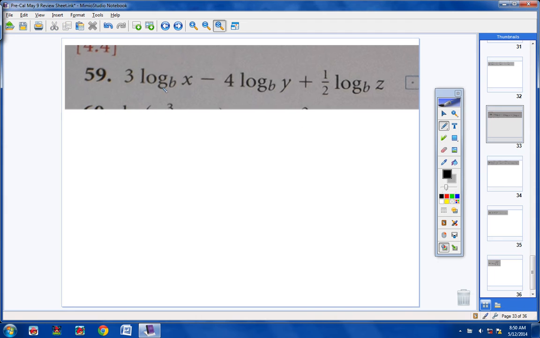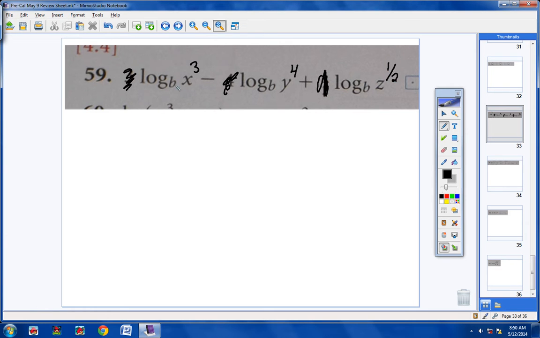Now, first of all, men, you never want to combine logarithms that are being added or subtracted if there's a number to the left. So this 3 right here, Matthew, I'm going to move it right here. This 4 right here, I'm going to move it right here. And this 1/2 right here, Caleb, I'm going to move it to the z.